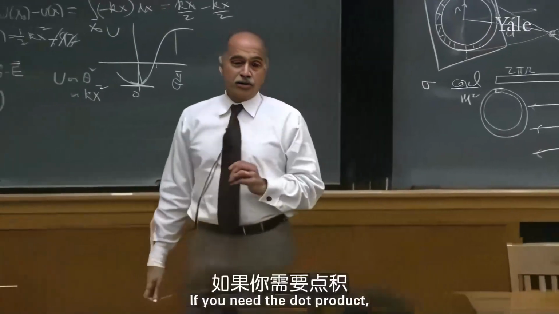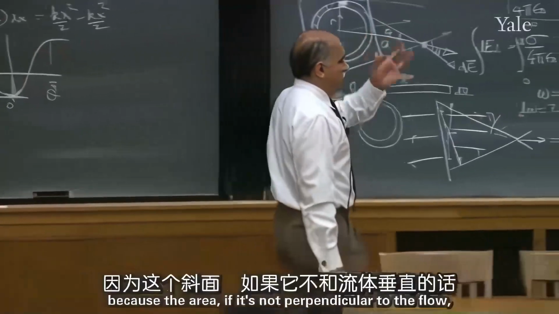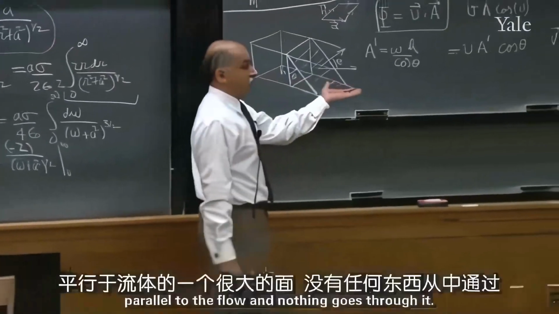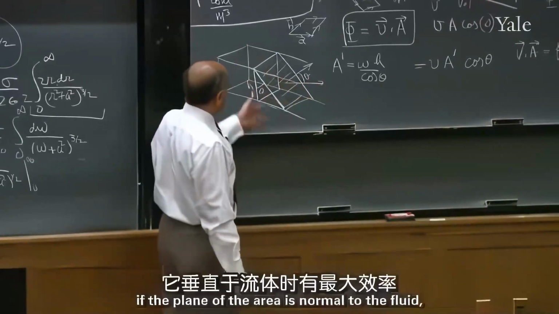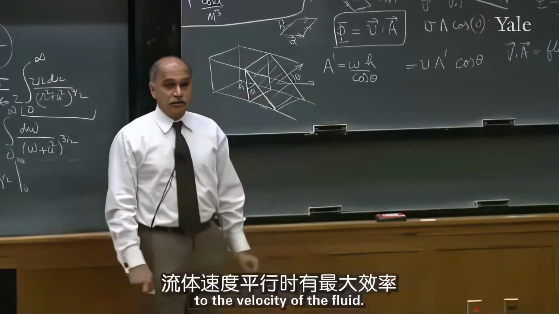But you need the dot product, you need the cosine of the angle, because the area, if it's not perpendicular to the flow, is not useful. In fact, you can take a huge area parallel to the flow and nothing goes through it. So area is most effective if the plane of the area is normal to the fluid, or the area vector is parallel to the velocity of the fluid.